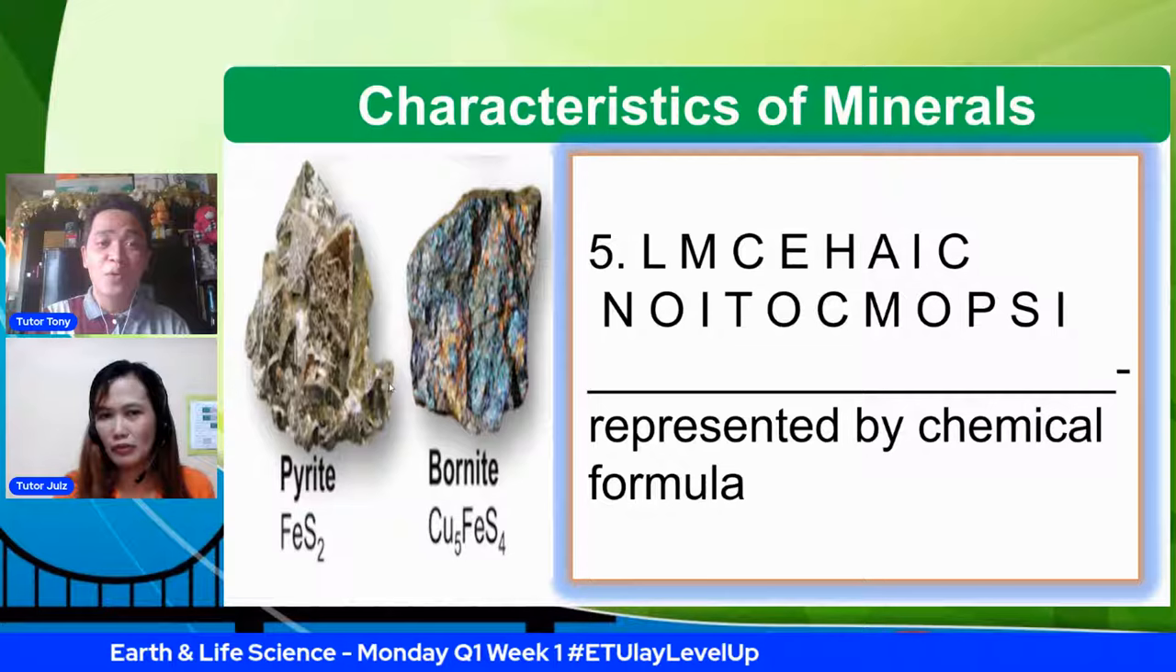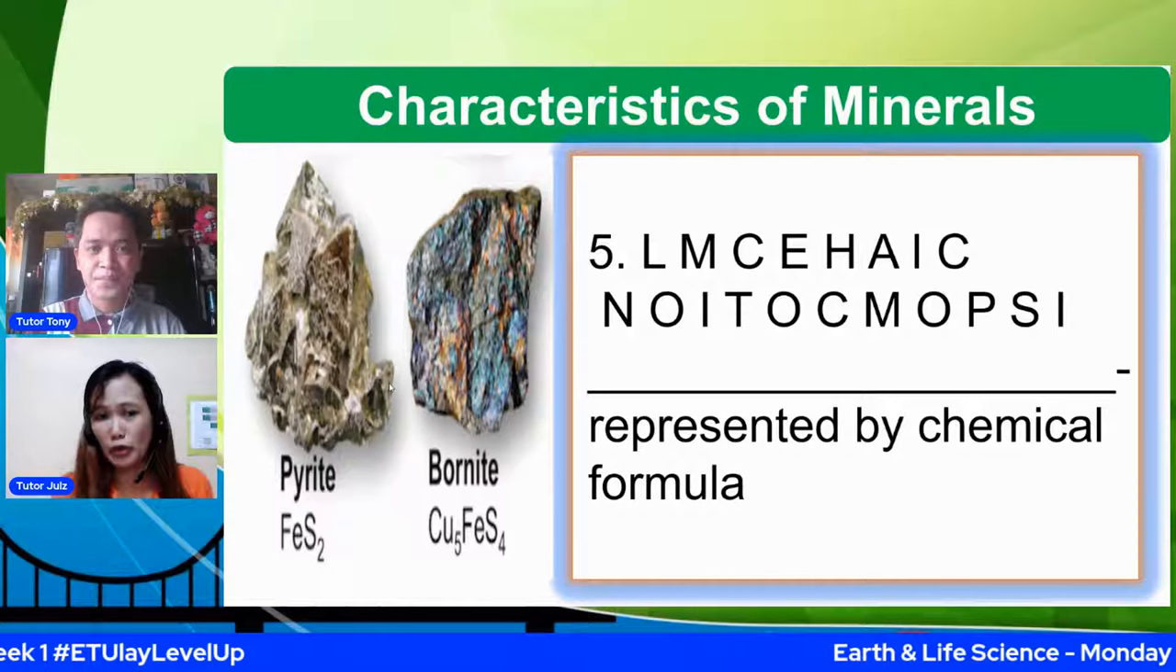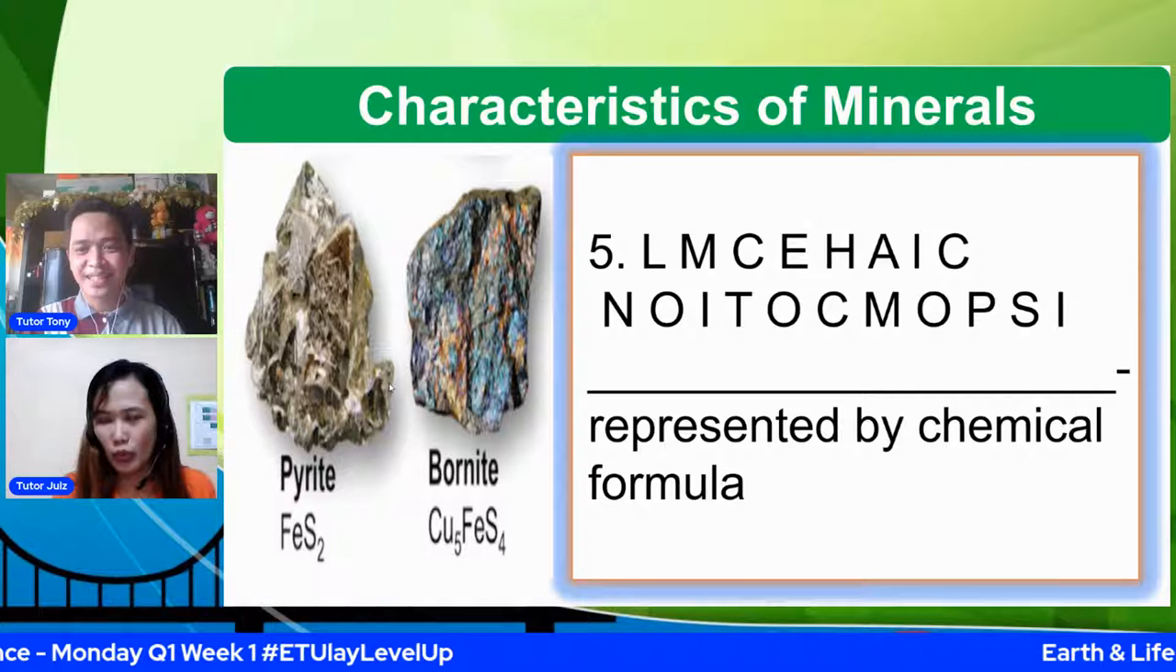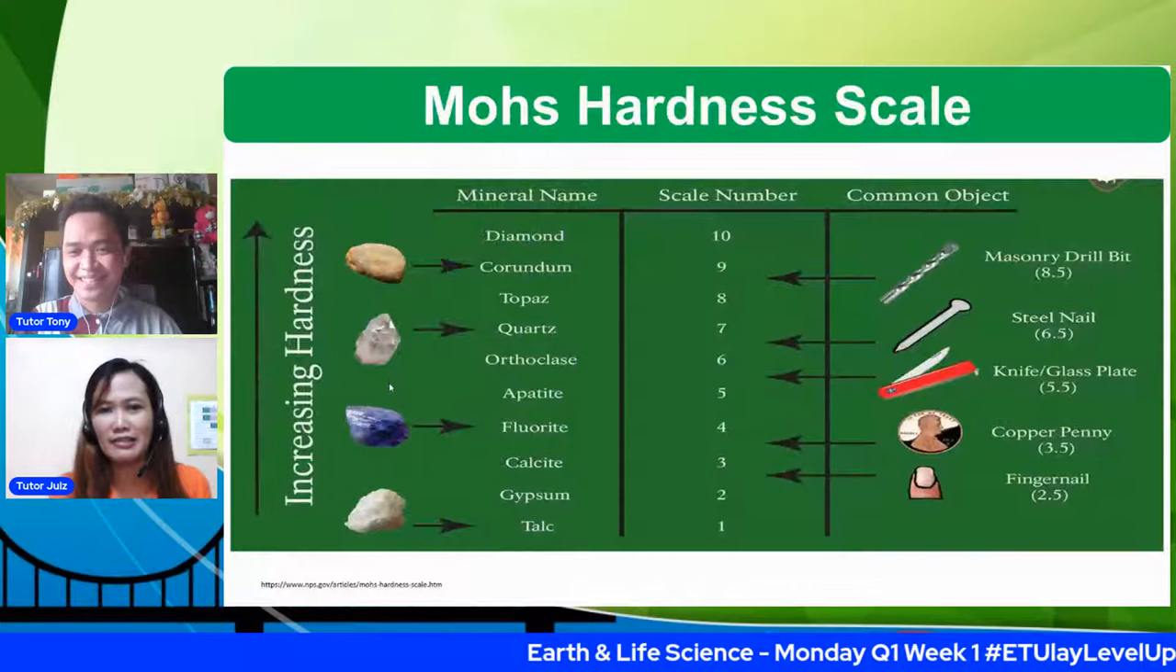Our last word for this segment is represented by the chemical formula. Like the chemical formula given there, the pyrite made up of iron and sulfur, and bornite consists of copper, iron, and sulfur. So, ayan. May nakatama na, ma'am. Characteristic. It is chemical composition. Composition. Yes. Tama. Okay, si Beverly.